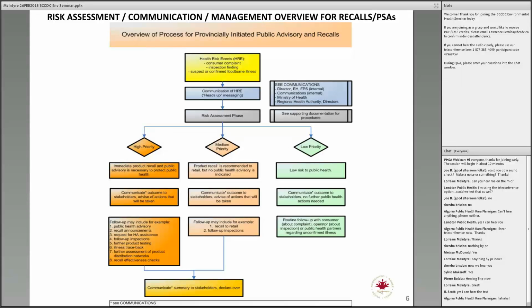So risk assessment can be for any number of activities. I'm going to talk about food assessment here. But in terms of a recall, you want to figure out if it's a low, medium, or high priority. And then here we're talking about the communications that you're going to apply depending on how serious it is, and then some of the follow-up actions you might have, which might be very minimal if it's low priority. You might just follow up with the consumer about the complaint.